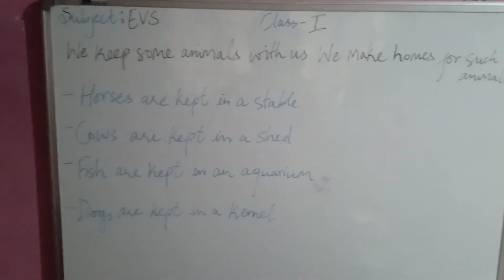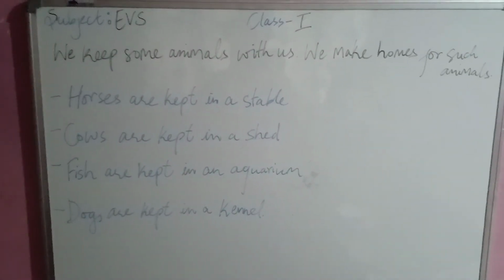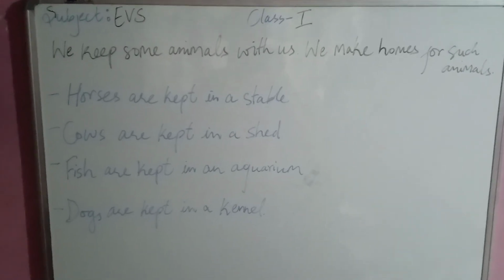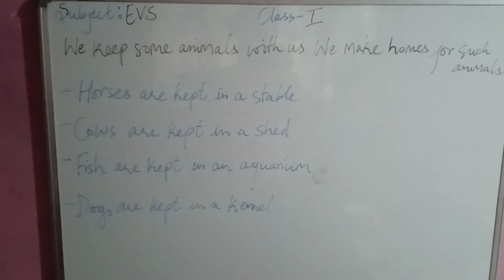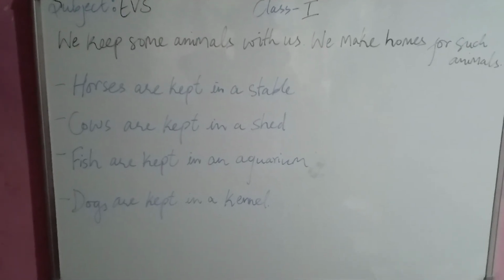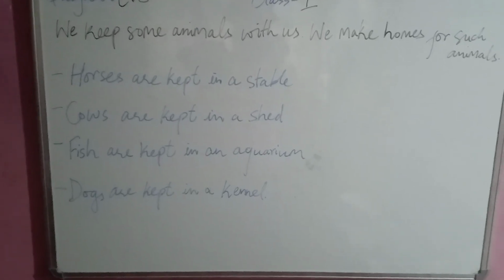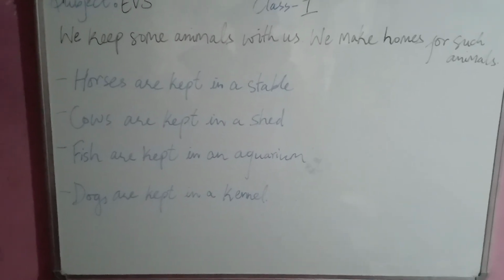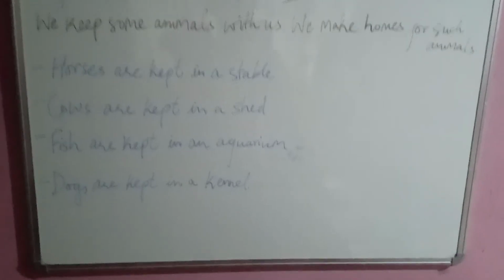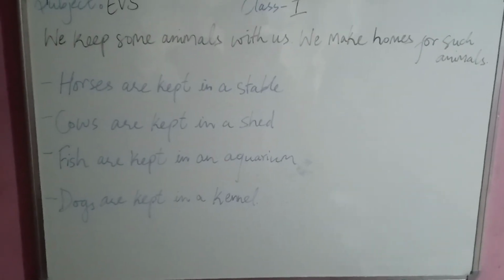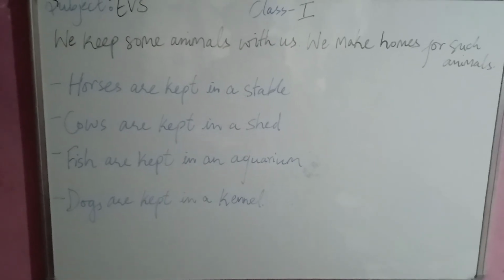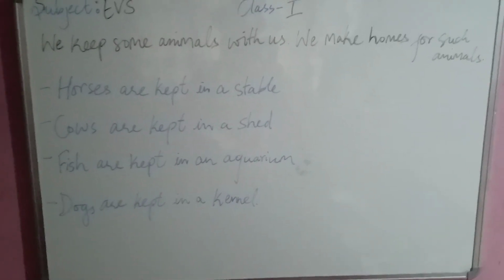Such animals are horses, which are kept in a stable, as you can see in the picture as well. Then the cows are kept in a shed. Fish are kept in an aquarium, or it is also called a fish tank. And then dogs are kept in a kennel or a dog house.